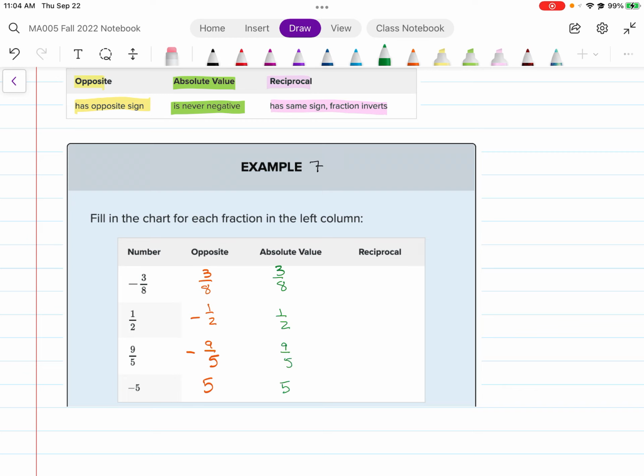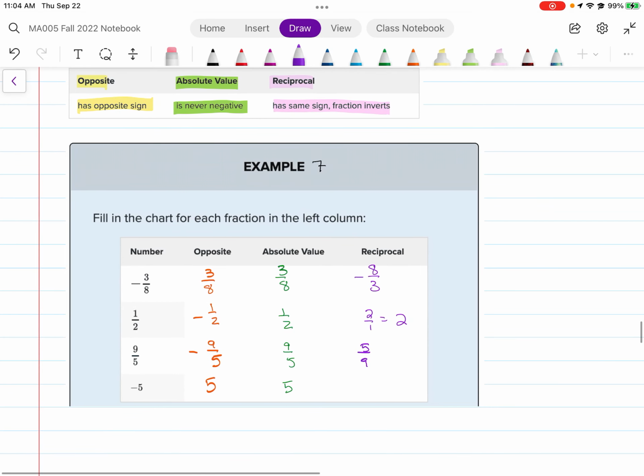Okay, and the reciprocal is going to be the same sign, and you just invert the fraction. You just flip it over. Same sign, 2 over 1, but you need to write that as 2 because 2 over 1 is not considered simplified. The reciprocal of 9/5 is 5/9. And the reciprocal of -5. So remember, -5 is -5 over 1. So what is the reciprocal of that? That would be -1/5. And you have to keep the sign. So make sure it's negative.